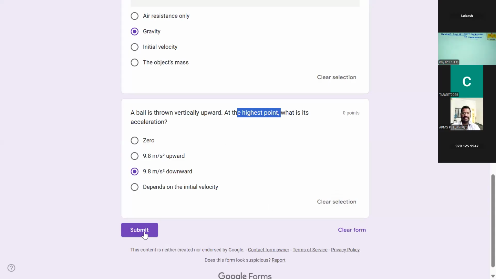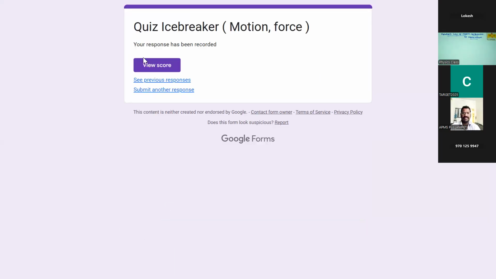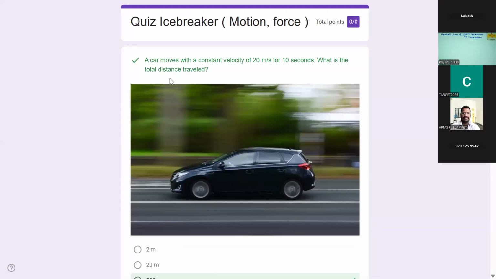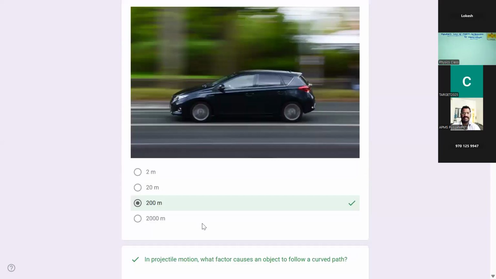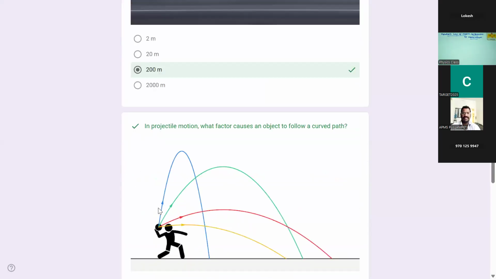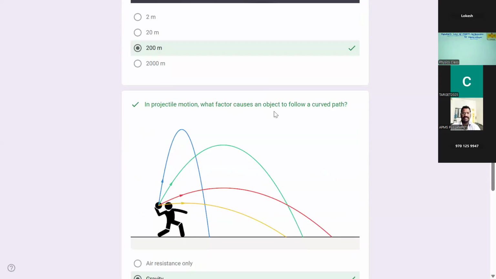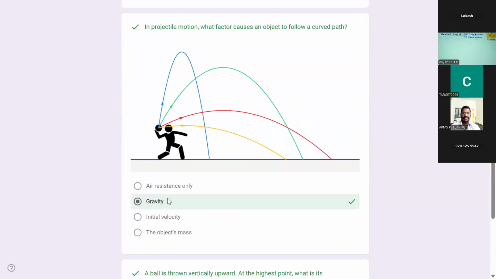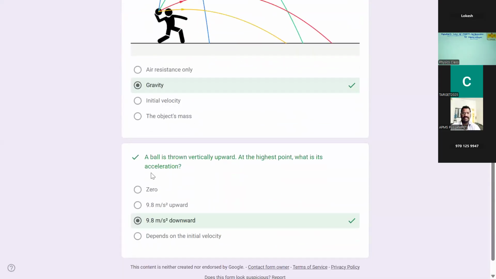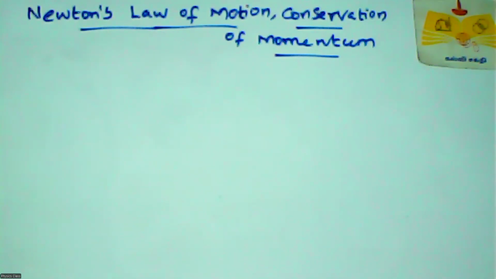Okay, now we can check the answer. A car moves with constant velocity. The answer is 200 meter. In projectile motion, what factor causes the object's path? Gravity. Yes, good. Some of the students told the correct answer. A ball is thrown vertically upward; at the highest point, what is its acceleration? 9.8 meter per second square downwards. Very good. Great. Super. Right? Good.